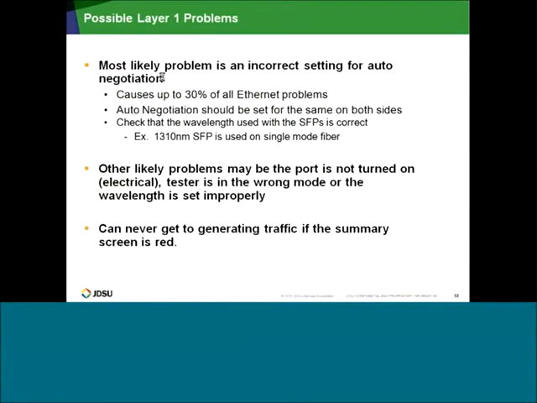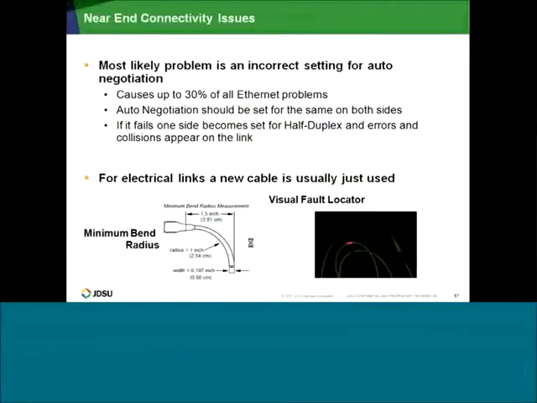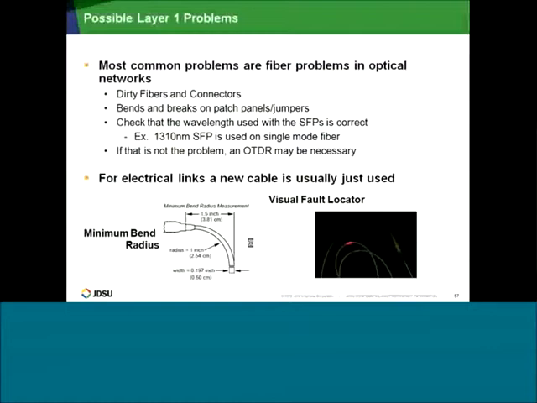Okay. So in terms of the near-end connectivity, the most likely problem is an incorrect setting for the auto neg, which causes 30% of Ethernet problems. Other likely problems would be the port is not turned on, so on the electrical side. And then, of course, if you can't get traffic to generate, the screen might be red. Okay, and then possible layer 1 problems, of course, dirty fiber and connectors, bends and breaks.